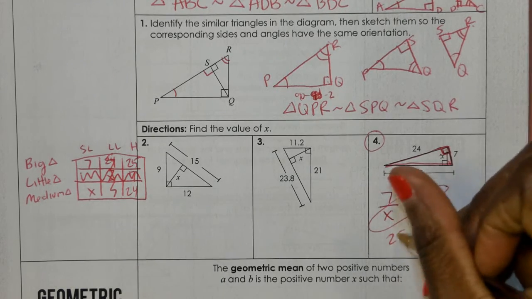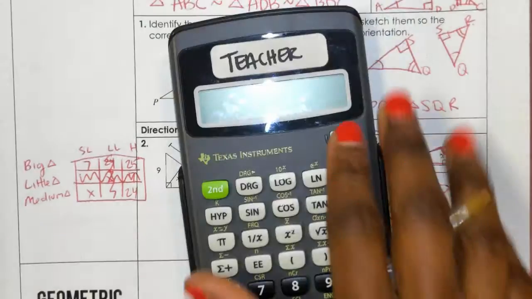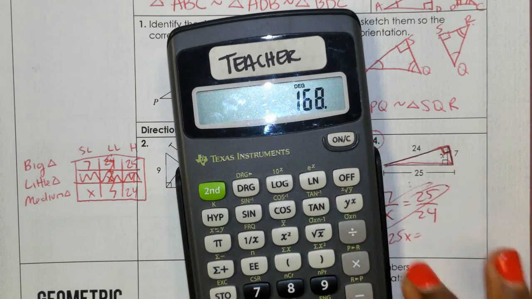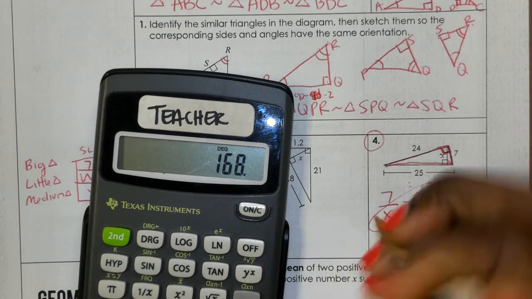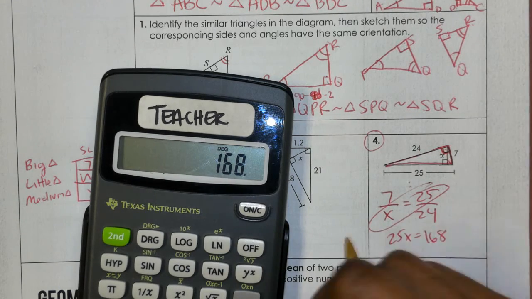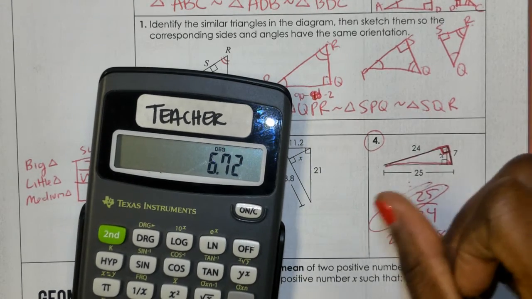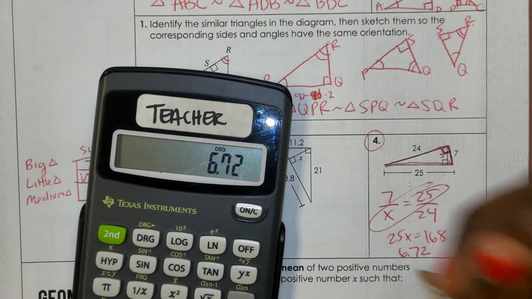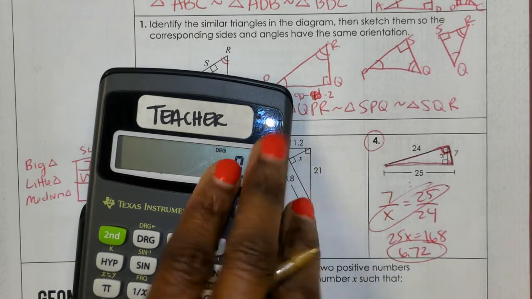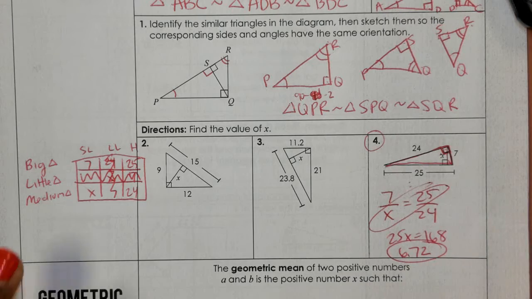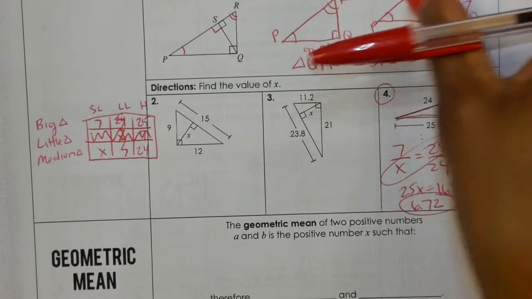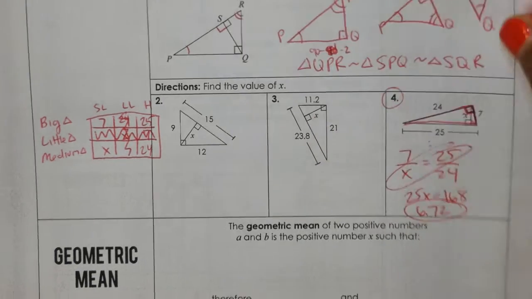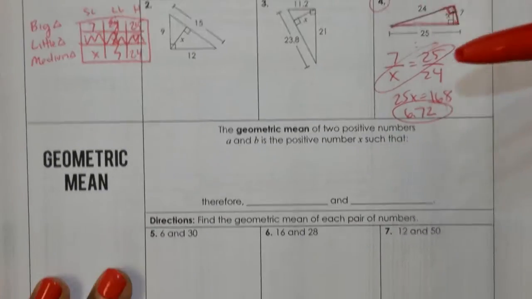Okay, so 25x equals 168. Dividing both sides by 25 gives me 6.72, sorry. So you can try that concept for 2 and 3 as well. If you didn't understand that, you can just pause it, rewind it, play it back.